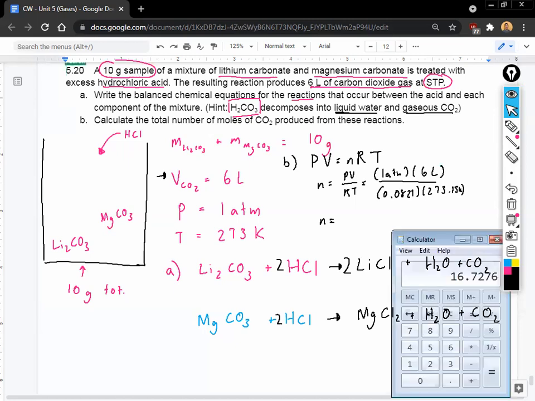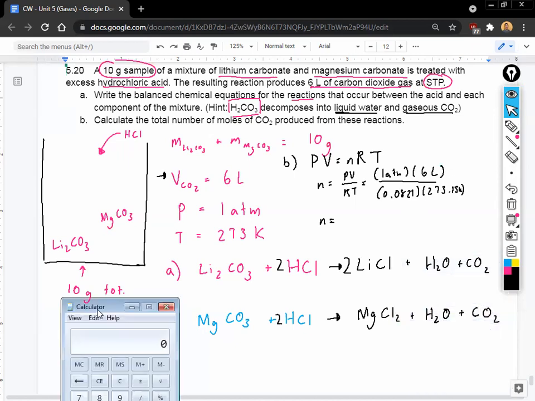And then we just plug it into our calculator. So we're going to do 6 on the top. 1 times 6 is 6 divided by 0.0821 divided by 273.15. That should give you 0.268. Okay, so the moles of CO2 gas is 0.268 moles of CO2.